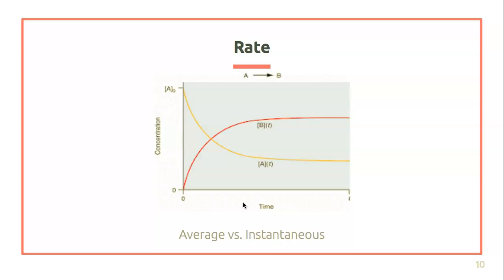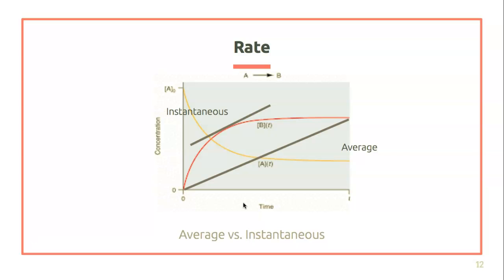When we talk about rate, we can talk about average or instantaneous, just like velocity. An average rate is the change over a longer period of time, whereas an instantaneous rate is a line that is tangent to the curve. I apologize, my lines are actually on the rate of appearance of the product, not the rate of disappearance of our reactant. This is the average rate of appearance of product B and the instantaneous rate of product B.